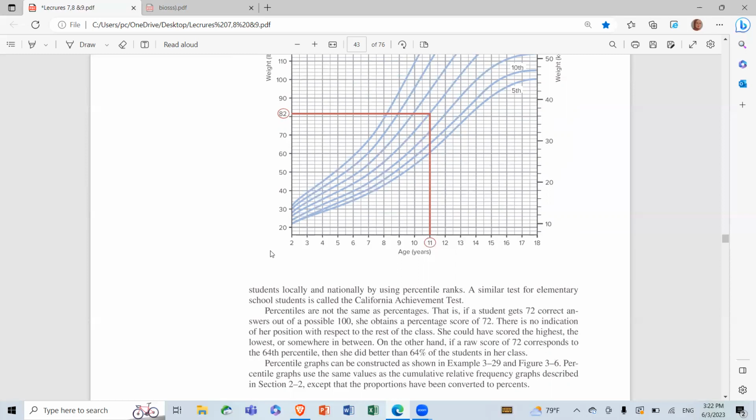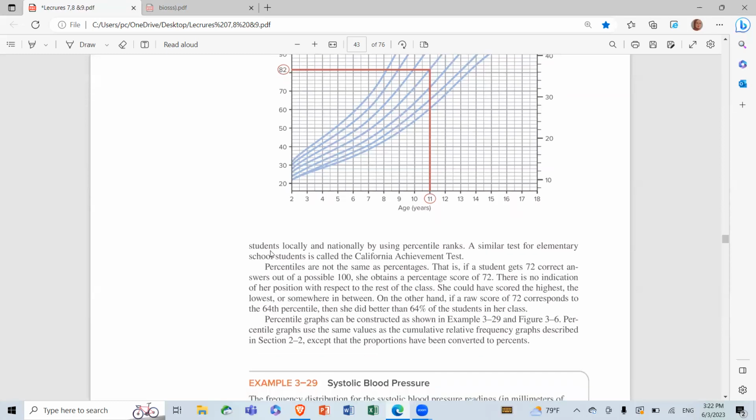So if this student got 72%, that is a percentage, but it doesn't determine her position relative to the rest of the class. Is she fourth in her class, fifth, first? There is no rank, no position. She could have scored the highest, the lowest, or somewhere in between. On the other hand, if a raw score of 72 corresponds to the 64th percentile, then she did better than 64% of the students in her class.